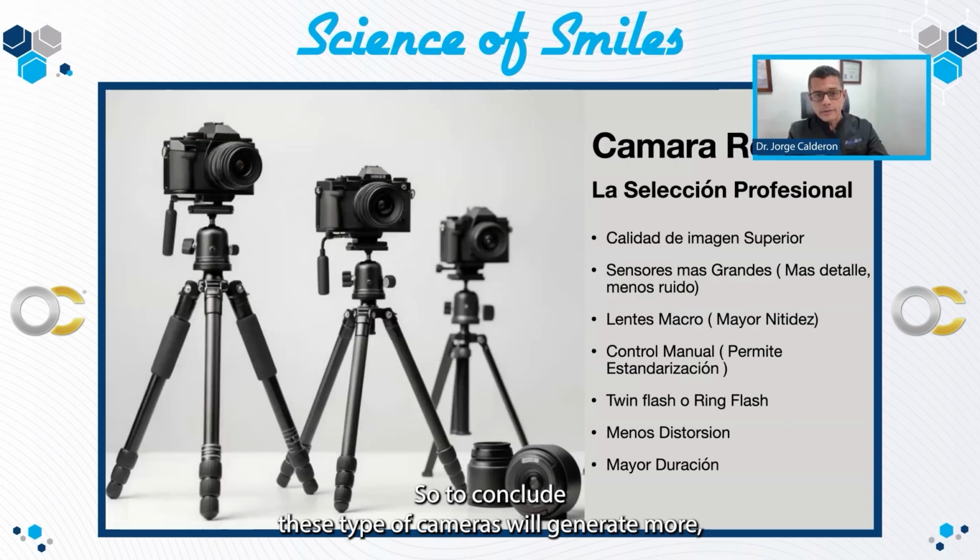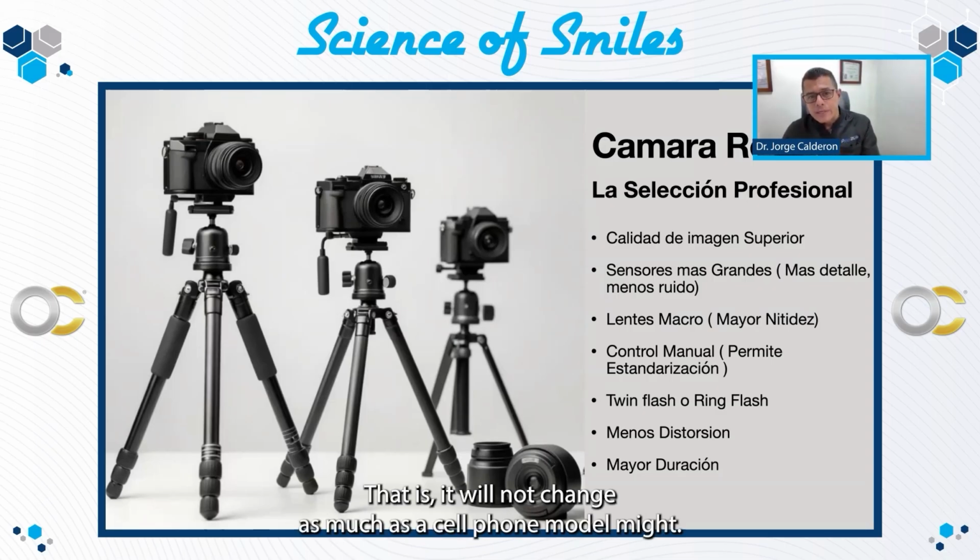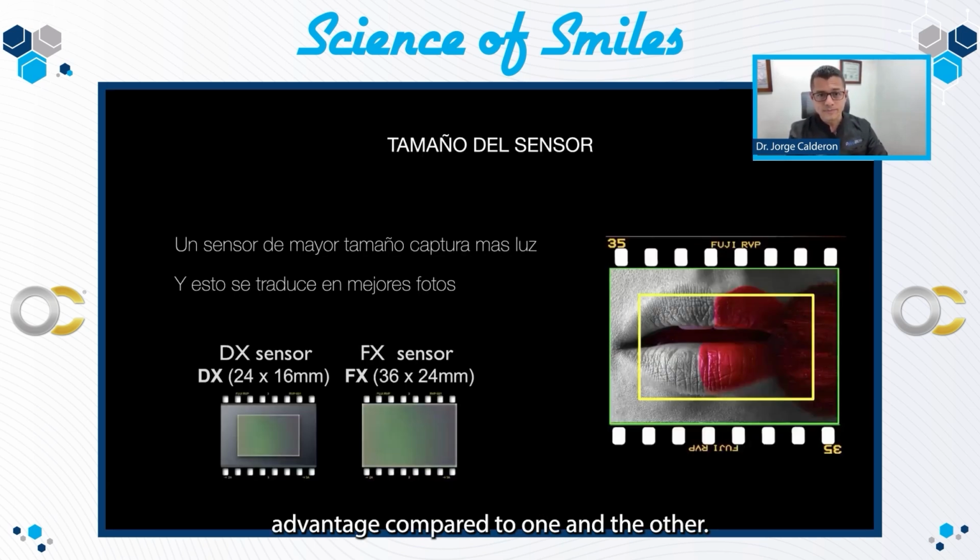So, to conclude, this type of camera will generate more detailed images, less light, less distortion, but it will also allow this equipment that we buy today to last us a long time. That is, it will not change as much as a cell phone model might. So, ultimately, that is a very big competitive advantage compared to one and the other.